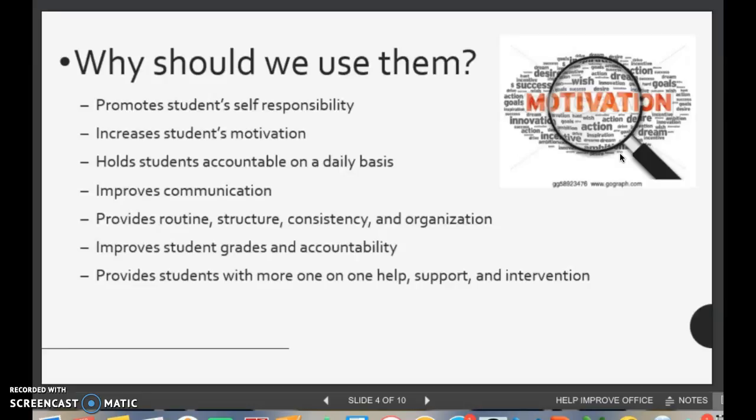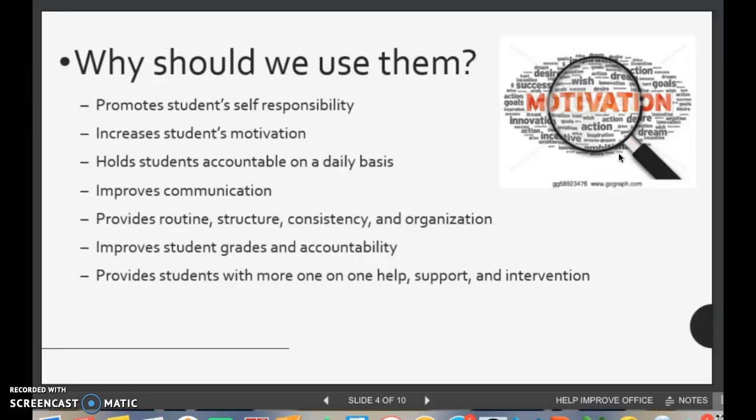It improves their grades and accountability. I think it improves grades because typically a behavior that we're trying to decrease is off-task behavior. So that will decrease that behavior and will make them more interactive in the lesson you're teaching.